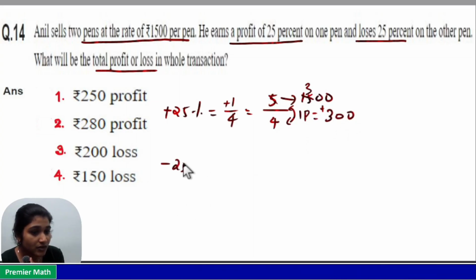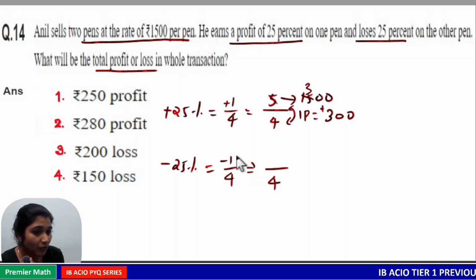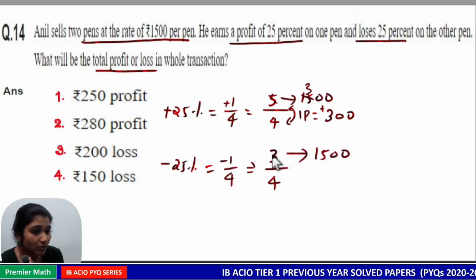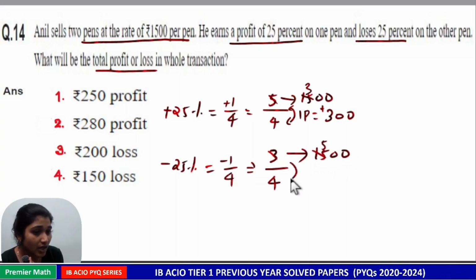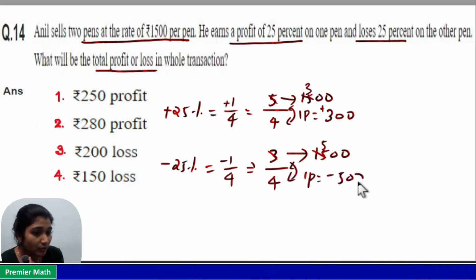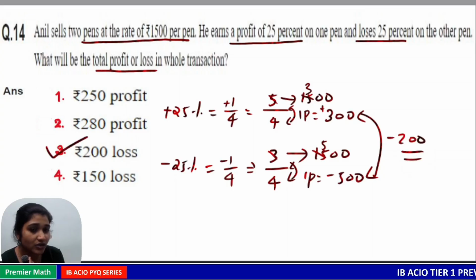Now, the loss is also 25% here, meaning minus 1 by 4. That is, if 4 parts is the cost price, 1 part is the loss. 4 minus 1, 3 parts is the selling price, and 3 parts is given as 1500 rupees, then 1 part is equal to 500. And here the loss is also 1 part, which is 500 rupees. So overall, plus 300 minus 500 is minus 200. That is 200 rupees loss. Option 3 is your answer.